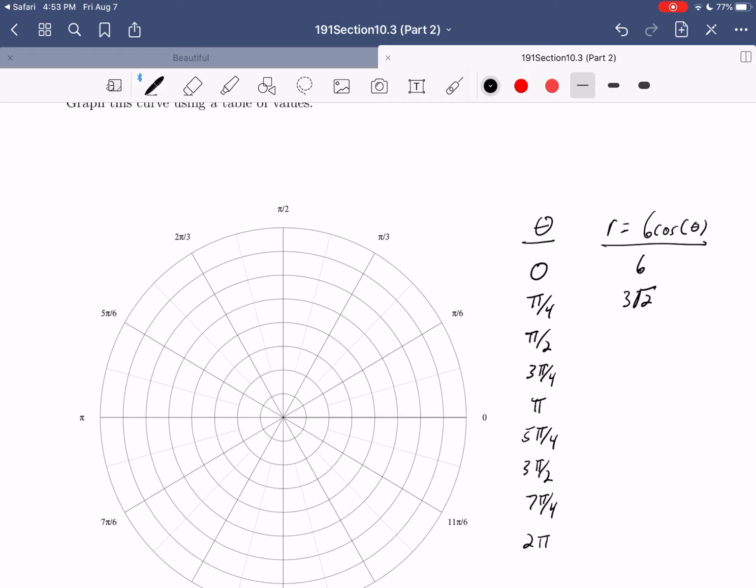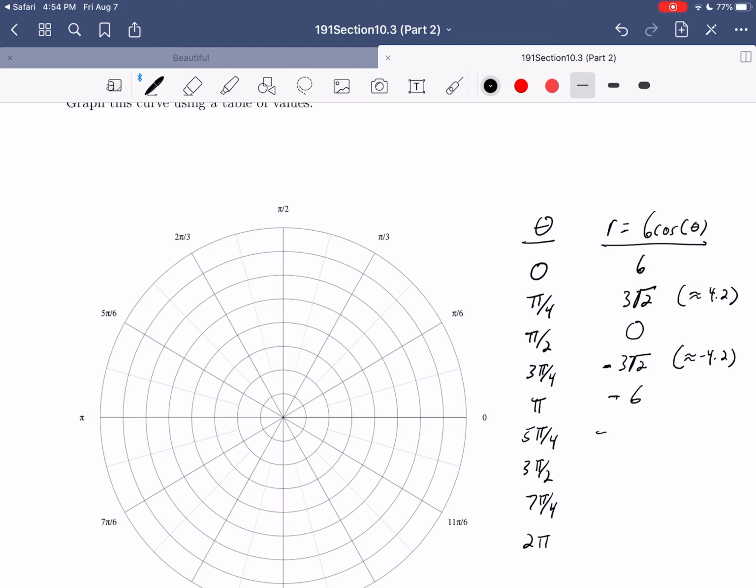If you have a calculator handy, it's not a bad idea just to get a sense of that number. It's pretty useful to remember that root 2 is about 1.4. So multiplying it by 3 gives us something about 4.2. So we'll make a note there. That's about 4.2. For pi over 2, we will get 0. For 3 pi over 4, cosine will become negative, and we'll get negative 3 root 2, which will be roughly negative 4.2. For pi, we'll get negative 6.